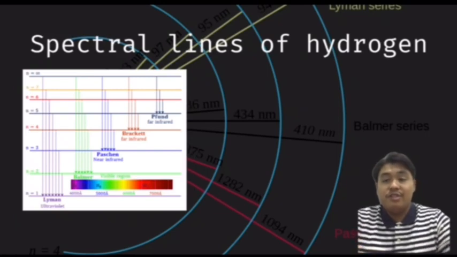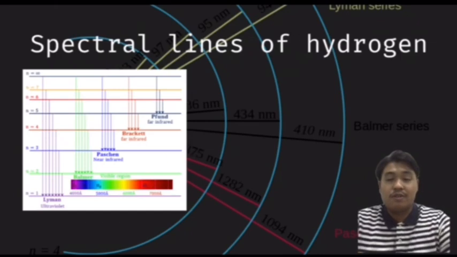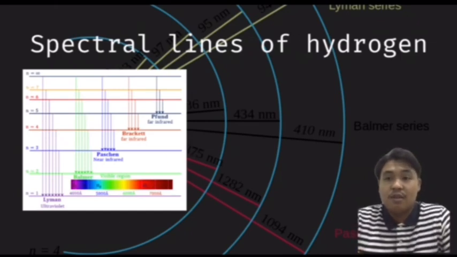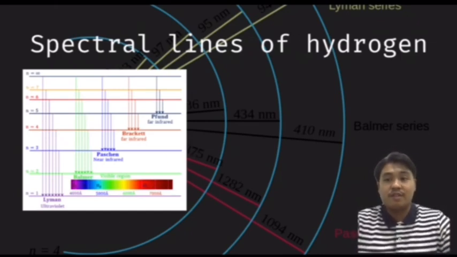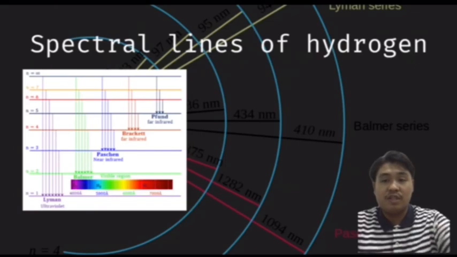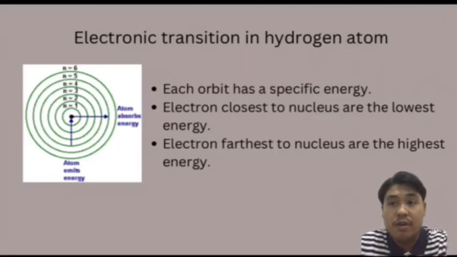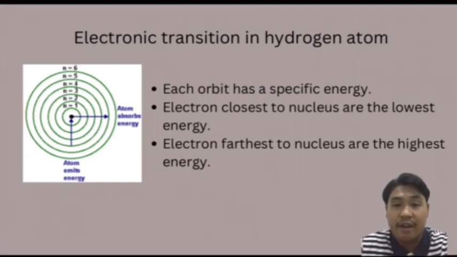Spectral lines of hydrogen is the emission. The spectrum of hydrogen has been divided into a number of spectral series with wavelengths given by the Rydberg formula. These observed spectral lines are due to the electron making a transition between two energy levels in an atom. Next, I will talk about electronic transition in a hydrogen atom.